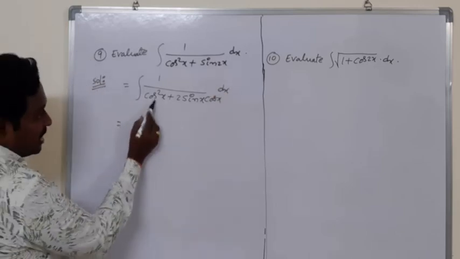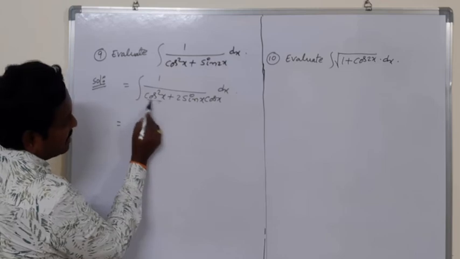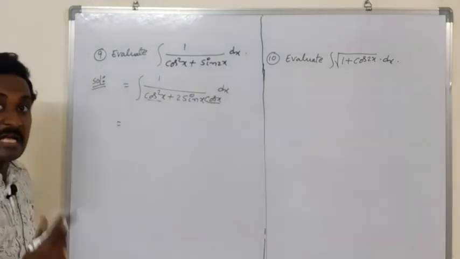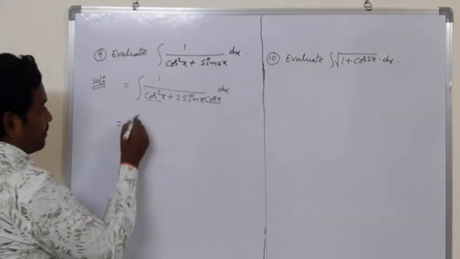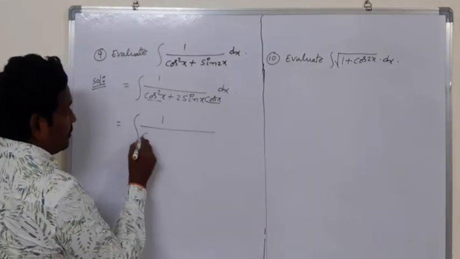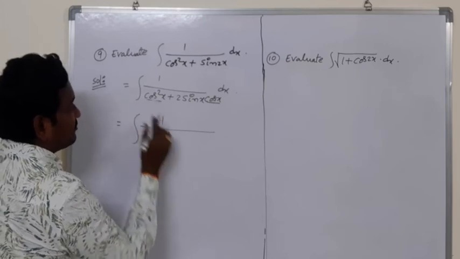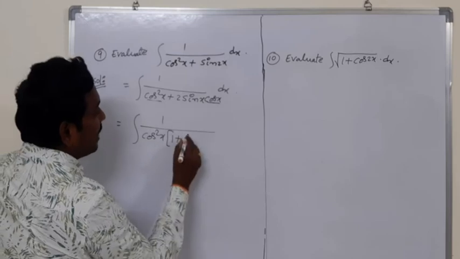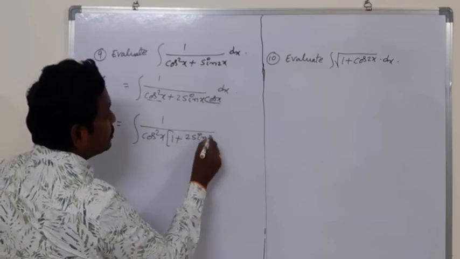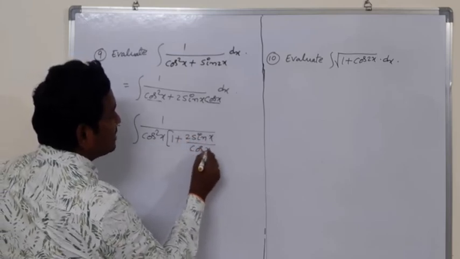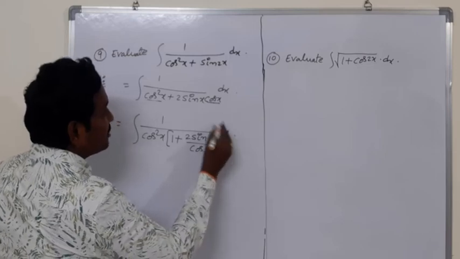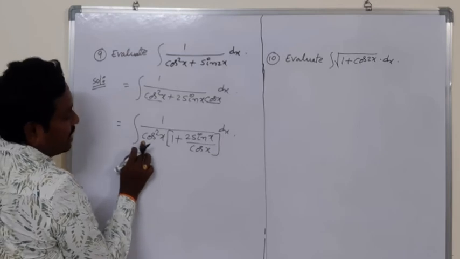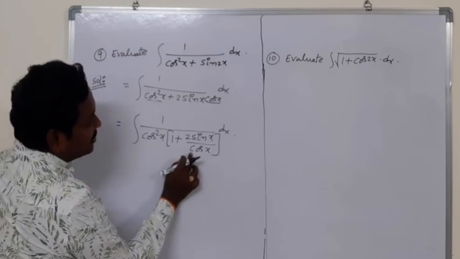Actually in the denominator first part has cos square x, in the second part we have only 1 cos x. But take cos square x as common term. So by taking common out the cos square x, in the first part we have 1 plus, in the second part you will get 2 sin x by cos x into dx. Actually here we have only 1 cos x, but we are taking cos square x as common term. That's why you should write cos x in the denominator.